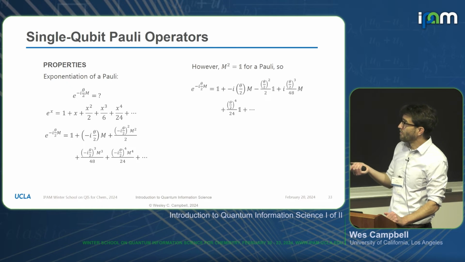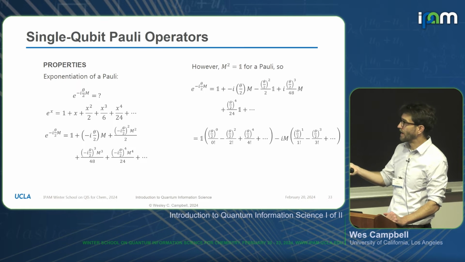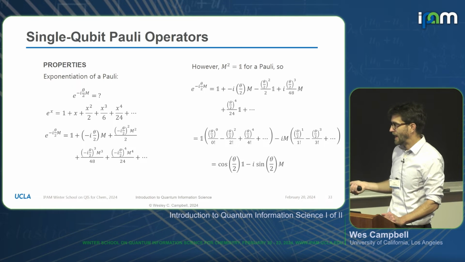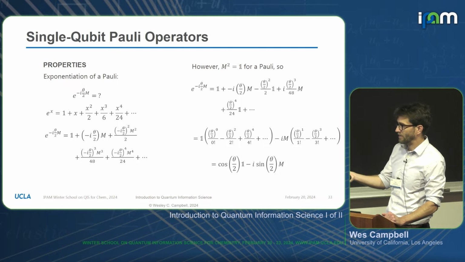Now, remember that M squared is equal to the identity for a Pauli. So we'll get alternating objects that are proportional to the identity times something that's proportional to Pauli. Identity, Pauli, identity, Pauli, alternating. Okay? We can gather all the terms that are proportional to the identity operator into one part of a sum, all the ones that are proportional to Pauli, to a single Pauli to the first power as the other one, and this allows us to write it in this form here.